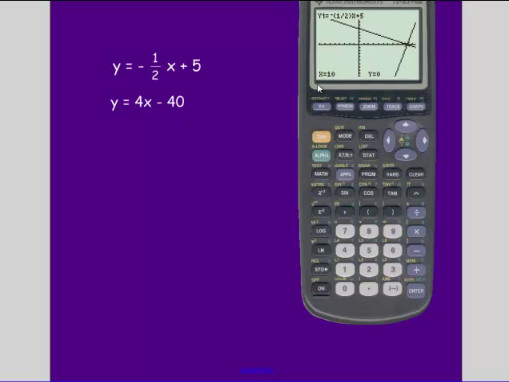And it looks, wow, that's neat. It looks like 10, 0, but that was by trace, and never trust trace. So we're going to go to calc, intersect, and my cursor's right where I want it, enter, enter, enter, and in fact it was the point 10, 0.